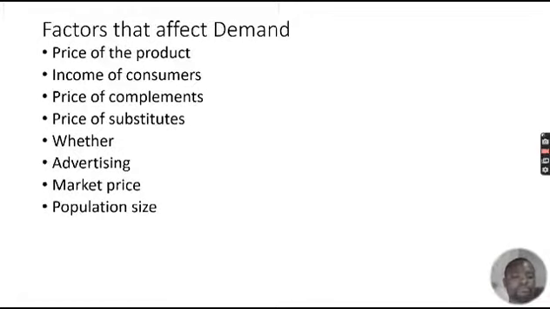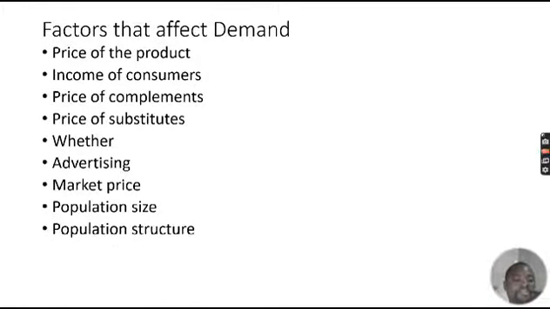Okay, let's continue. Population size. Countries like Nigeria, countries like China, they have huge population sizes. This entails that businesses there thrive because of the number of people that come to buy. If we compare to countries or places with low population, you find that there is low demand because they do not have enough people to buy the products.